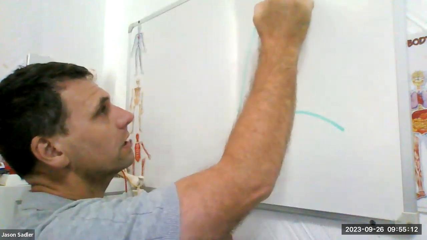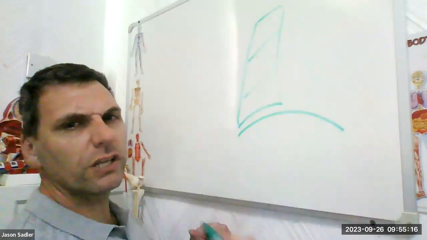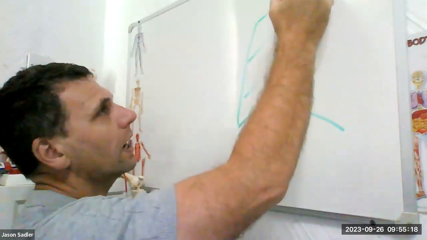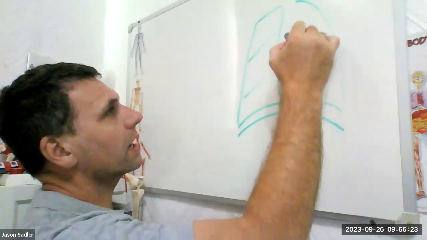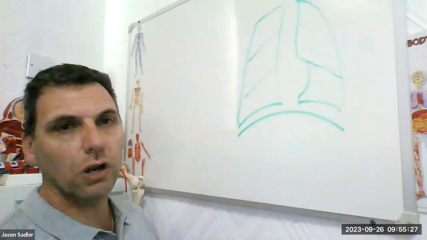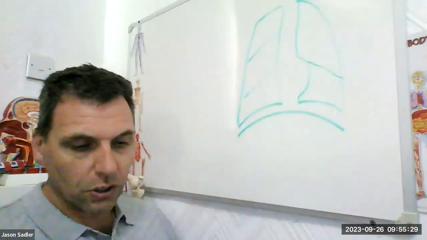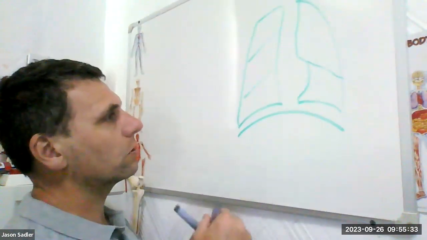So here is the right lung. Generally, the right lung has 3 lobes, and this is the left lung. So there's the cardiac notch in the left lung, and generally the left lung has 2 lobes because of the cardiac notch.